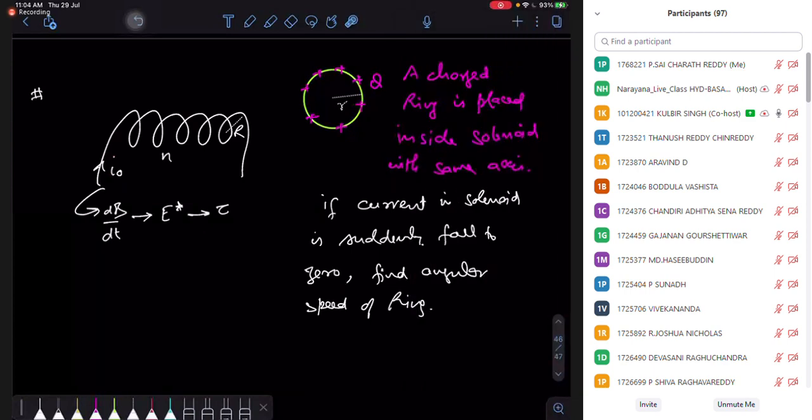Is it okay? Clear? Understand the reason here why the ring rotates. The ring rotates because of the time variation of magnetic fields. So here you can also think this way, that it is a charge. The charge is moved by the magnetic field.